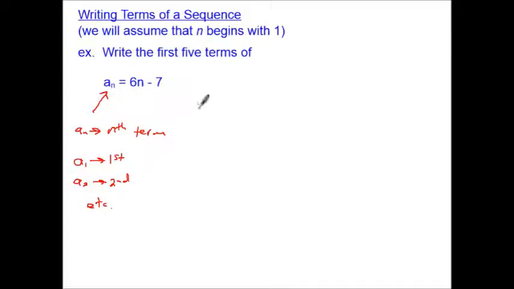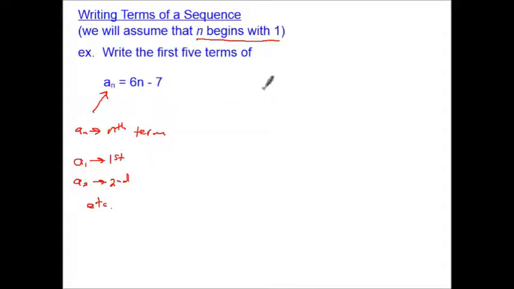Alright, so first 5 terms again. N begins with 1 is going to be the rule that we're going with. Depending on what you're doing, you could actually start with a different n value. Sometimes n equals 0 is a good starting value, but for the sake of the way the book did things, therefore the way I'm going to do things is we're going to assume n begins with 1 just so we're kind of all on the same page.